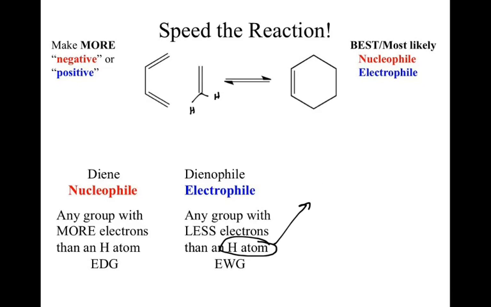How could I get carbon to have fewer electrons than a hydrogen atom? Well, what if it's only attached to 3 things? I now have a carbocation. That, by definition, has fewer electrons than a hydrogen atom. That is why it is positively charged. So any atom that carries a positive charge is an electron withdrawing group.